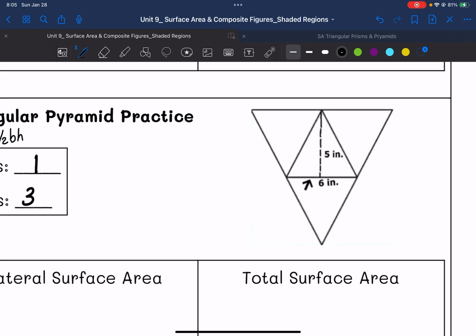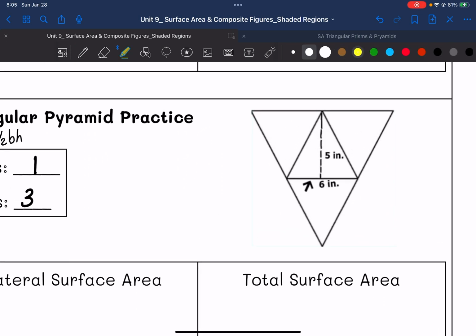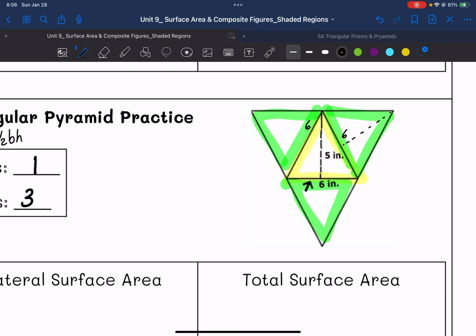Okay, so if I highlight, this is my base and these 3 are my faces. The base is going to be the same on each one of them, 6. The height is also going to be the same on all of them. It's going to be 5. It looks like they're all the same. If you see that there is one triangle that has all the information and the rest of them don't, it's because they're all the same.